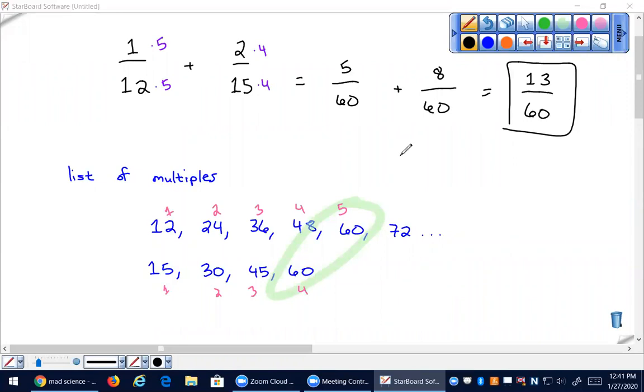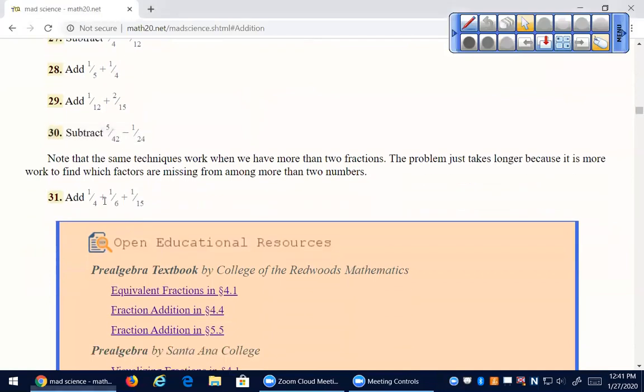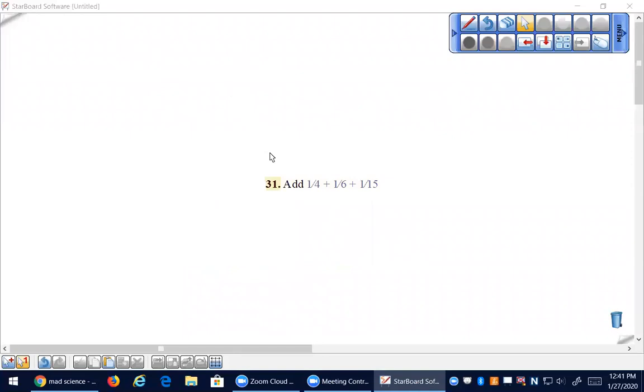So 3 methods. You only have to learn one. Pick whichever one you like best. Okay. It even works if there's more than 2 fractions.